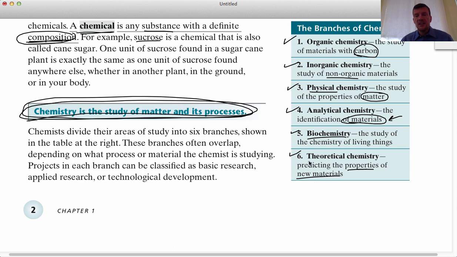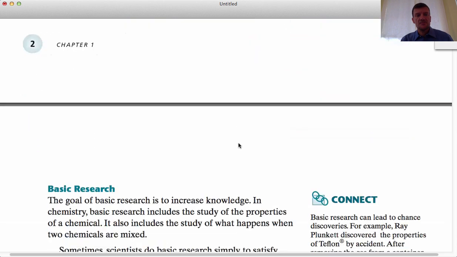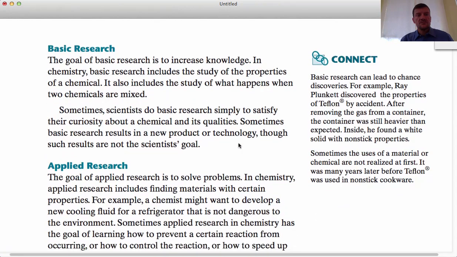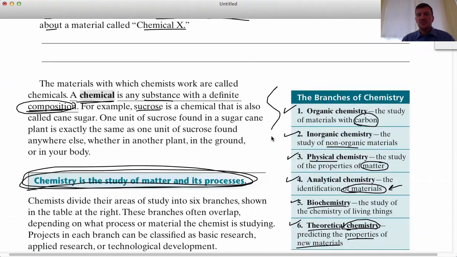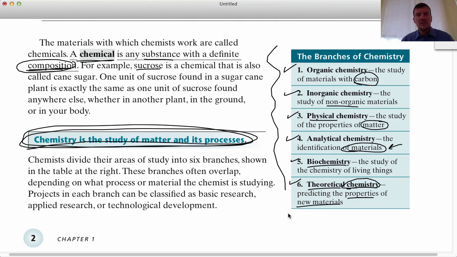Those theoretical chemists are on the cutting edge of the knowledge of chemistry, the information that's in chemistry. So again, you just need to be familiar with these branches of chemistry. Be aware that what they've designed here is 6 different branches of chemistry.